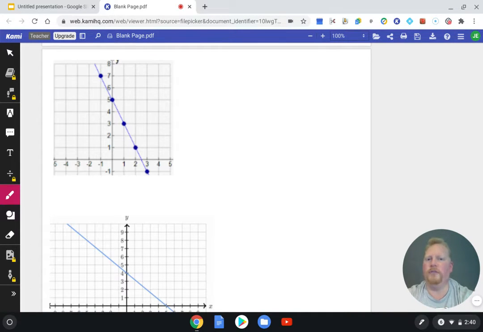Now let's see if we can reverse that logic of what we just did. What if instead of me giving you an equation and you making the graph, what if I give you the graph? Can you make the equation? It's still the same thing. Anytime you want to make the equation, you need two things. You need your slope and your y-intercept. So can we look at the graph and figure out what's the slope and what's the y-intercept?